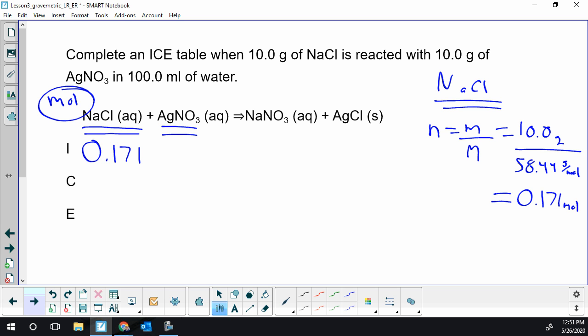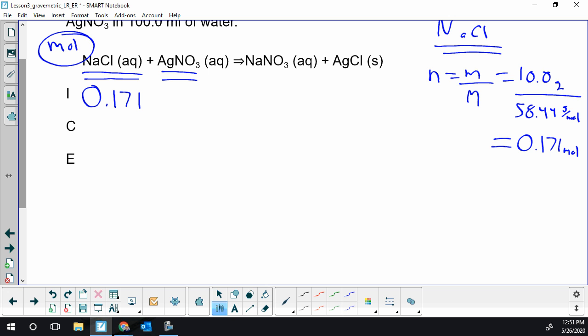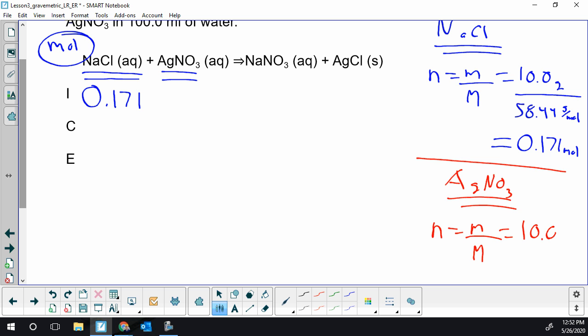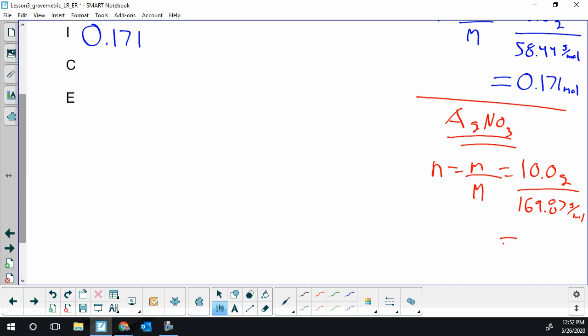Okay. So now I got to repeat this with silver nitrate. How many moles of it do I have? So AgNO3. Again, it's a mass that we're given of a pure substance. We want to use moles, mass over molar mass. It's 10 grams again. Okay. And silver nitrate is much heavier per mole, 169.87 grams per mole. Okay. So the 10 grams of silver nitrate, which is in red, is much less moles.